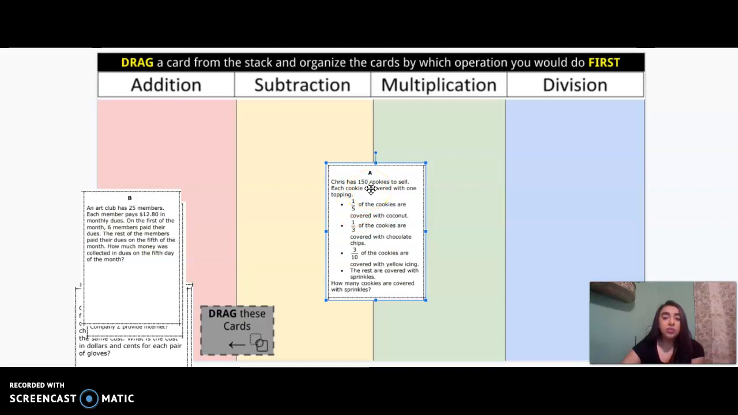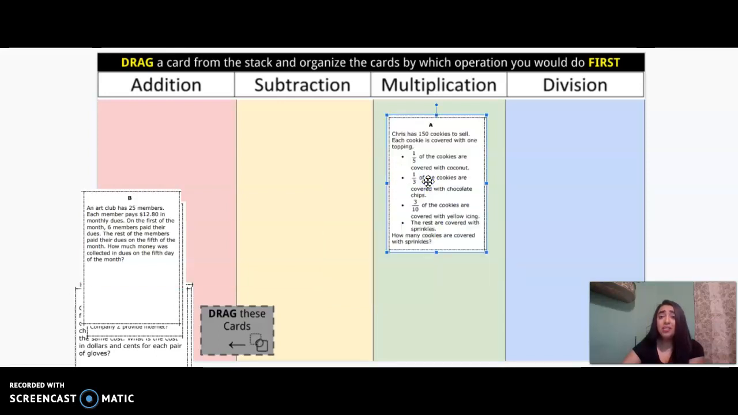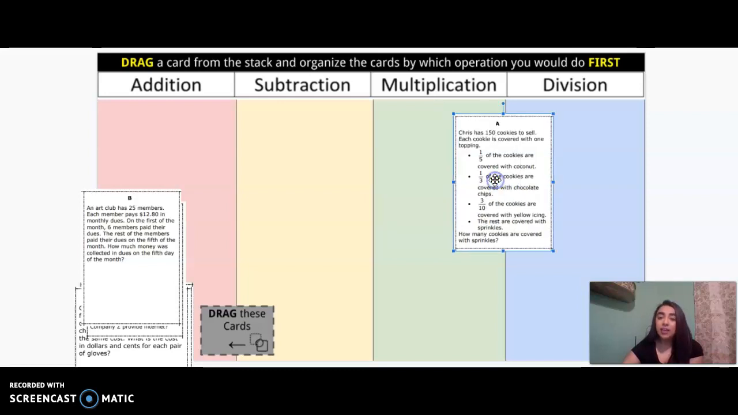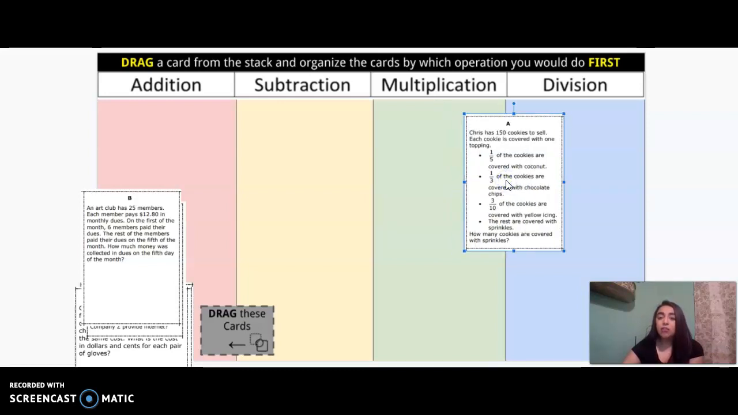And you can go two ways with this. You can say, I'm going to do 1/5 times 150, which technically is multiplication. But that is also the same thing as taking 150 and dividing by 5. So for me personally, I would put that right in between multiplication and division, and I'd say, hey, I can do either or with this one, right?